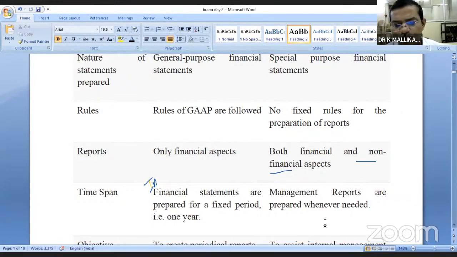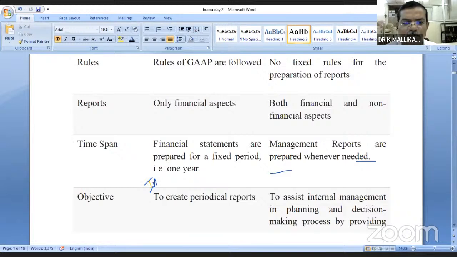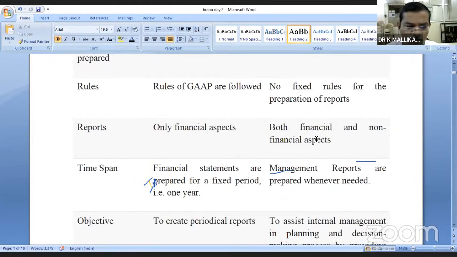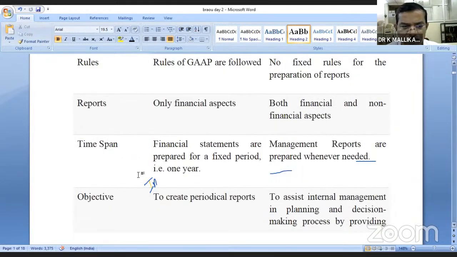But the management reports are prepared whenever management needs. There is no specific time, either quarterly or yearly; anytime they can prepare the management accounting reports. So the objective is very clear. The objective of the financial statements is that it is a periodical report, and the periodical report is quarterly or one year.